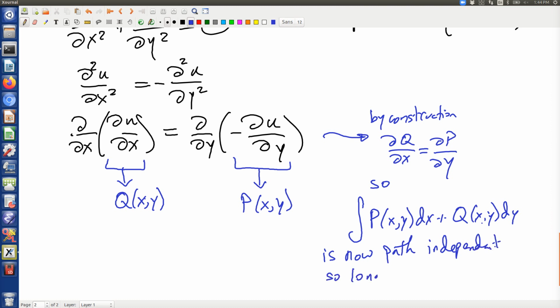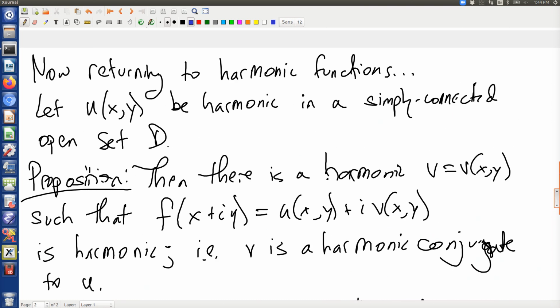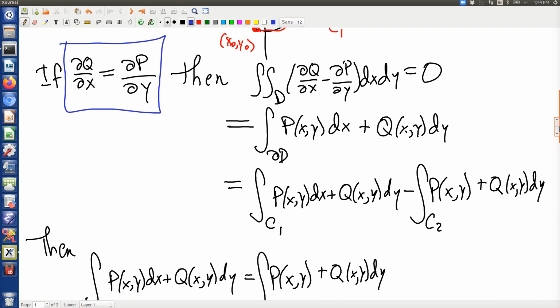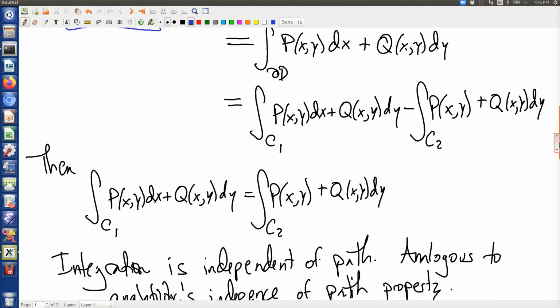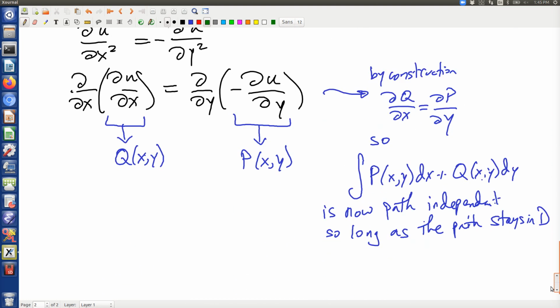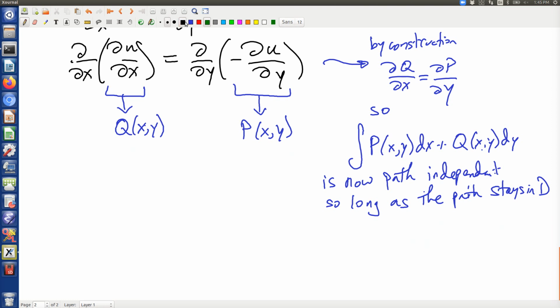so long as the path stays in D. Because if I swap one path out for another, I'm essentially going to run this Green's theorem argument coming up with this kind of conclusion here. Okay, so given that, now let me use the following.